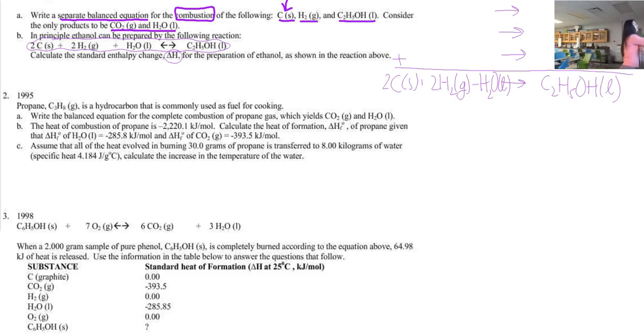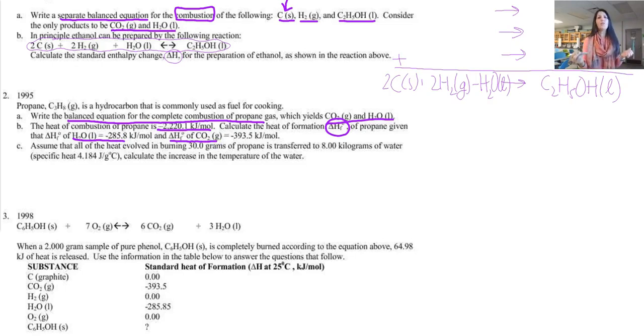It says, write the balanced equation for the complete combustion of propane gas, which yields CO2 and H2O. So they're even telling you that it's going to make CO2 and H2O. So you're going to write the reaction. Then they tell you, this one's a little bit different. They tell you that the heat of combustion of propane is negative 2220.1 kilojoules per mole, and they want you to calculate the delta HF of propane given the fact that your HF of water is this number, your HF of CO2 is this number.